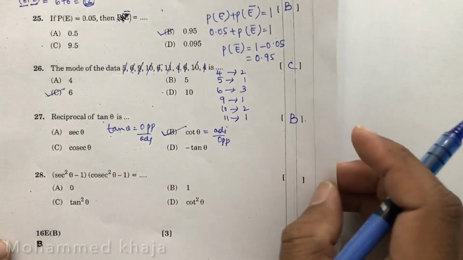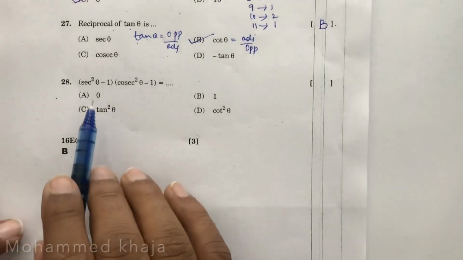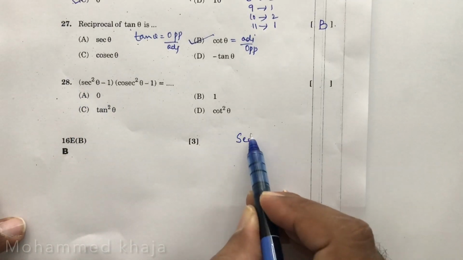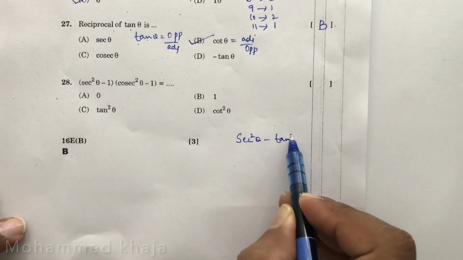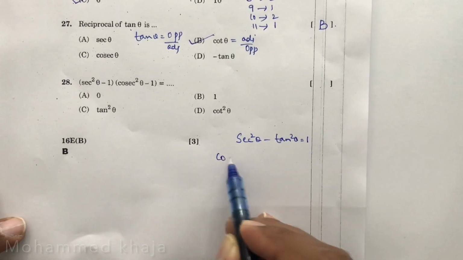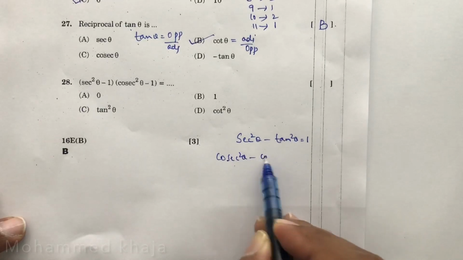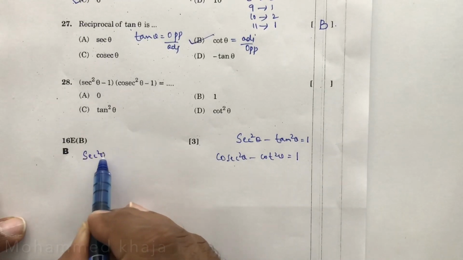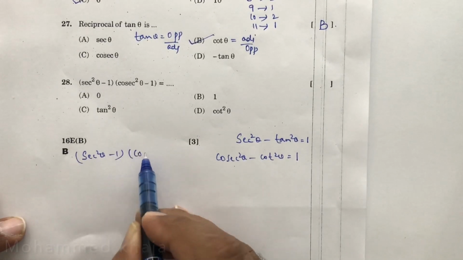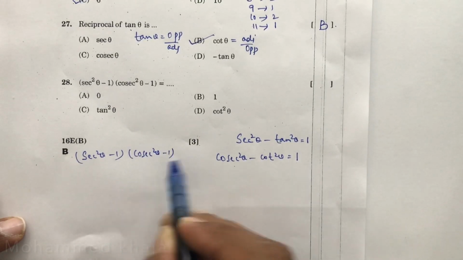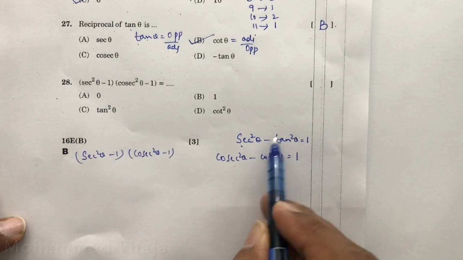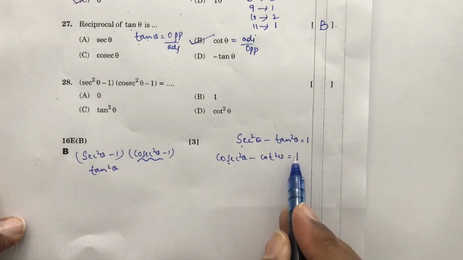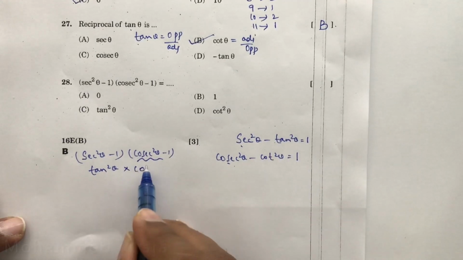Correct option is B. Now here, secant square theta minus 1. I'll write the identities which I'll use to solve this one. Secant square theta minus tan square theta is 1. And next, cosec square theta minus cot square theta is 1. So (secant square theta minus 1) into (cosec square theta minus 1). Secant square theta minus 1 will be tan square theta, and cosec square theta minus 1 will become cot square theta.